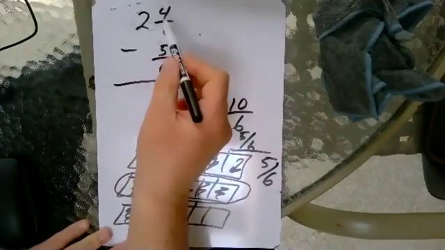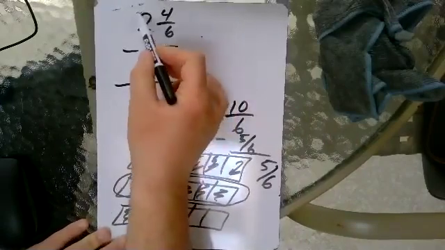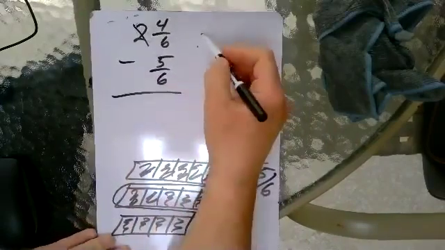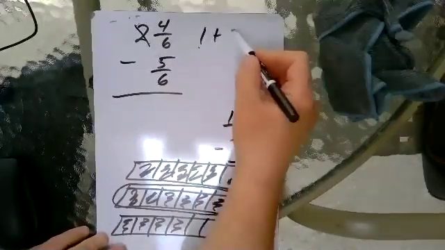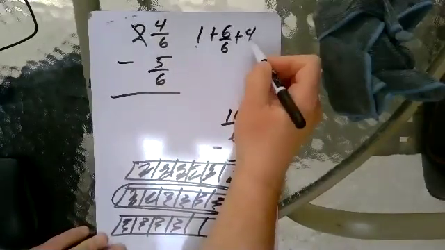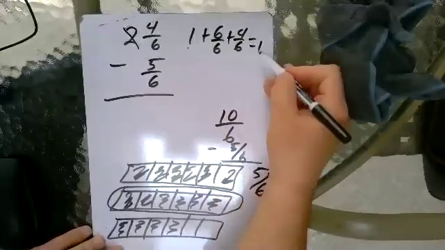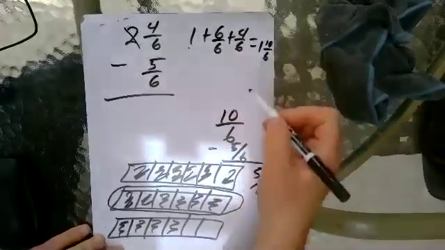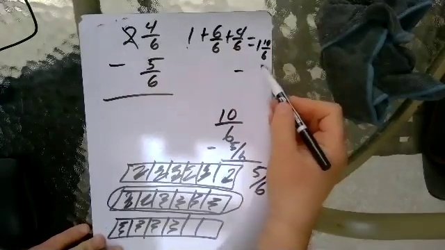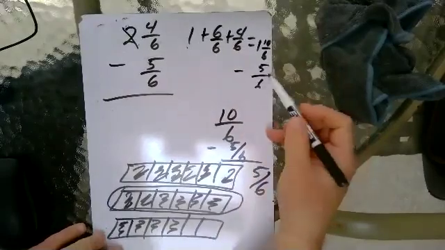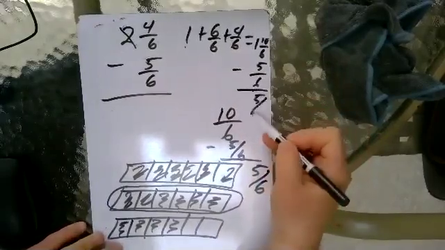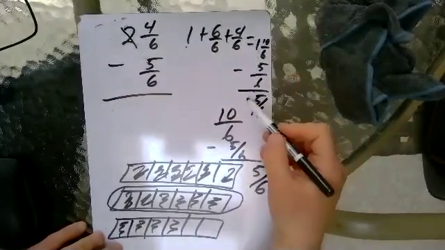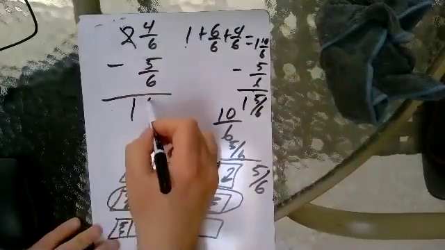So again, I don't have enough sixths to take away. So I'm going to decompose this 2. I'm going to make it into 1 plus 6/6 plus 4/6, which is 1 and 10/6. And I'm going to subtract my 5/6, which gives me 5/6. And then 1 minus nothing is 1. So 1 and 5/6.